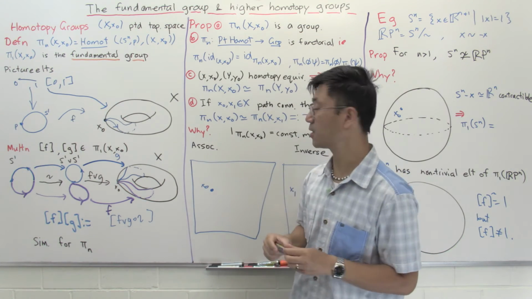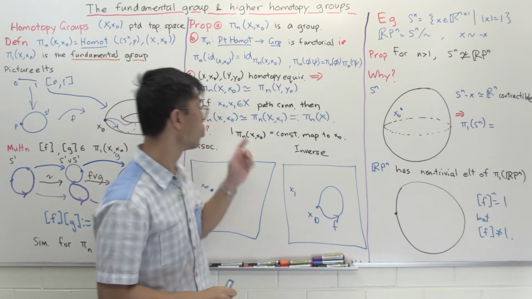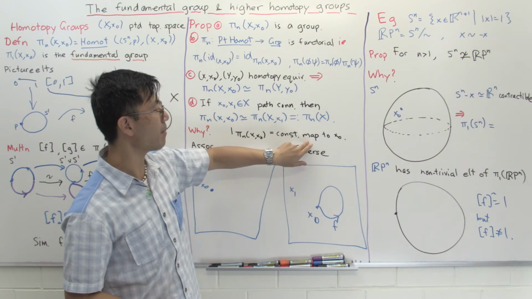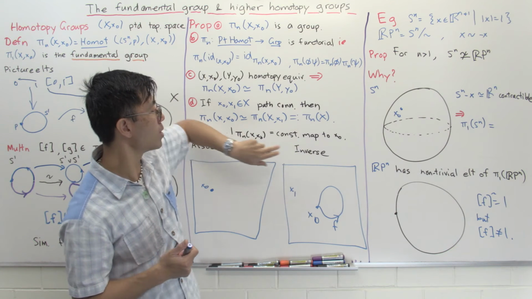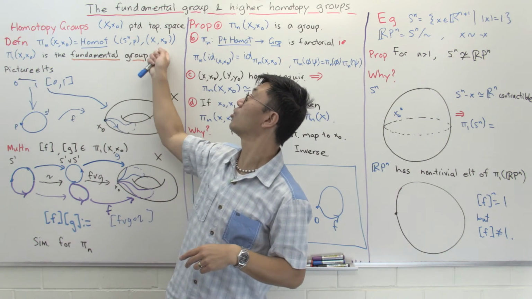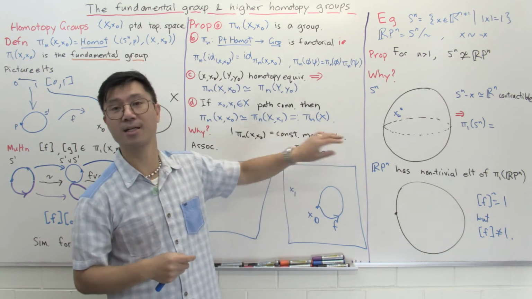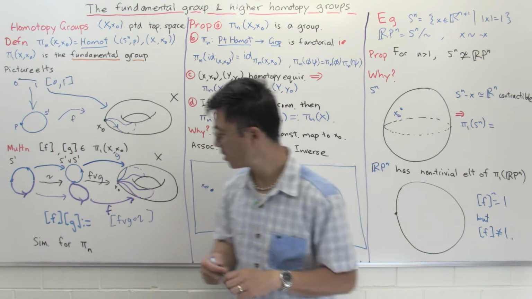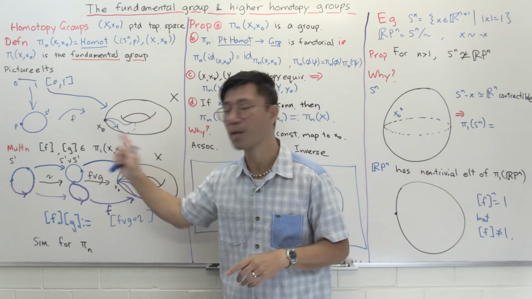So let's check the identity. What is the identity in this higher homotopy group? What's the map that you always have? The map that you always have is you can send the whole sphere, S^n, to x0. That's the constant map to x0. So let's see how that works. Why is it an identity? We'll do it in the case of pi 1.